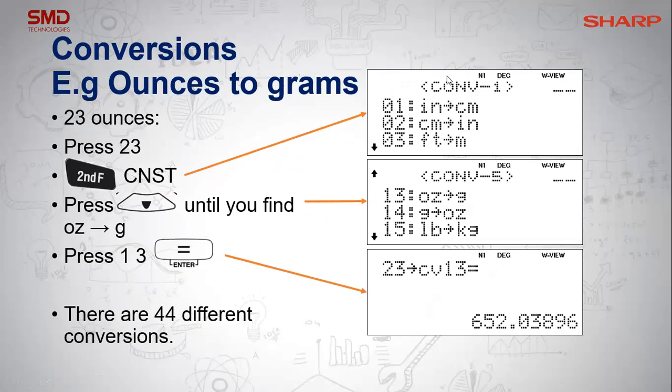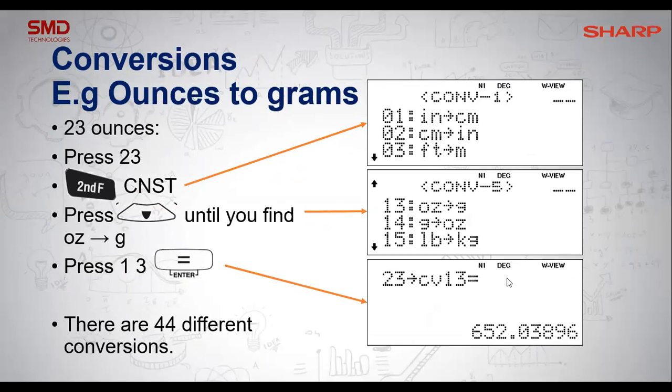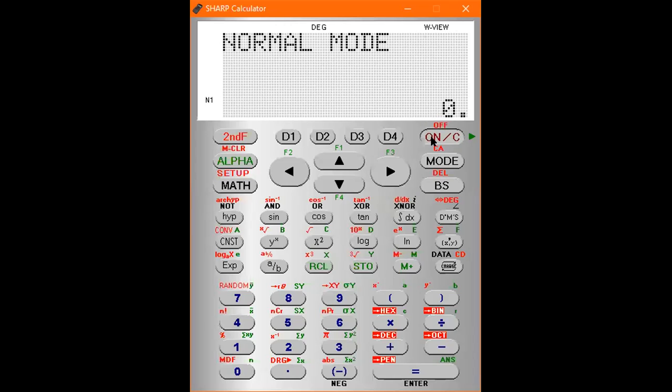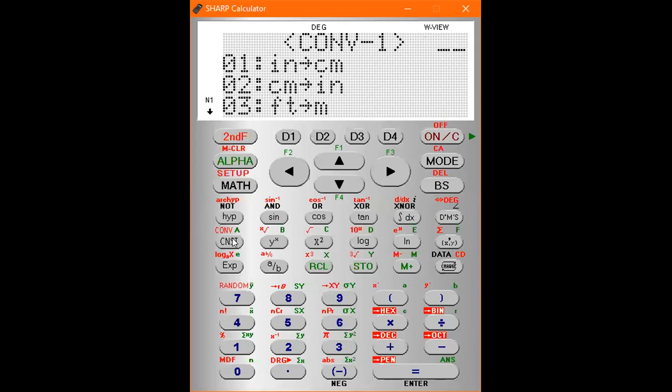Okay, cool. The next thing I want to show you is the conversions function. So we're going to go back to the calculator now. So what you can do is on your calculator, you have 44 different conversions. Okay, so if, for example, we wanted to convert from ounces to grams. So we have 23 ounces and we want to put them into grams. We're going to say second function, and you'll see here in orange it says convert on the constant button.